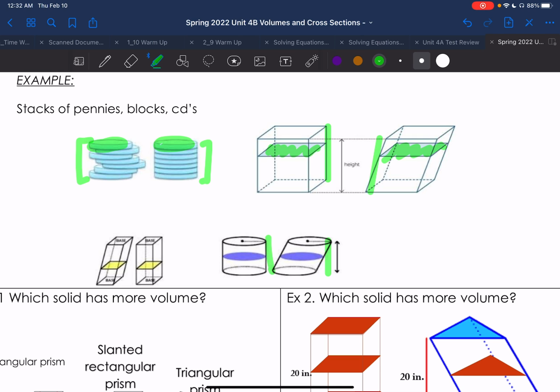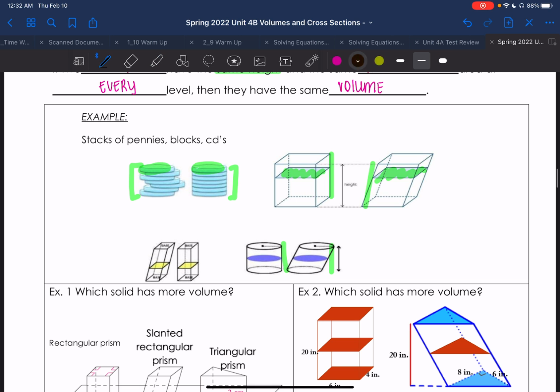All right, so we're going to jump around. I'm going to do a couple of these problems. That way you can understand how to work them, how to see if they have the same height and area, and then you can fill in the rest of your notes, all right?